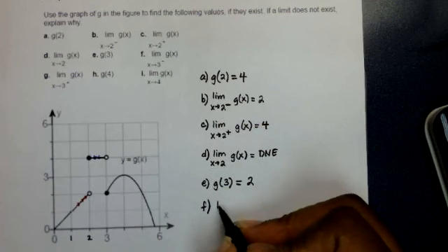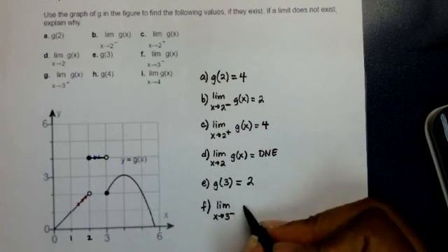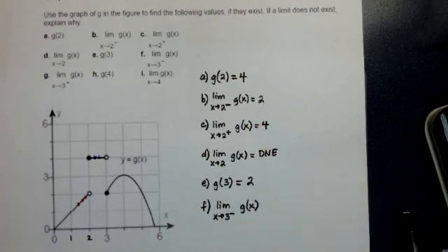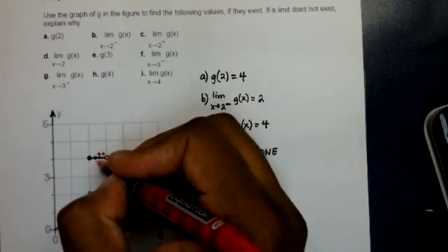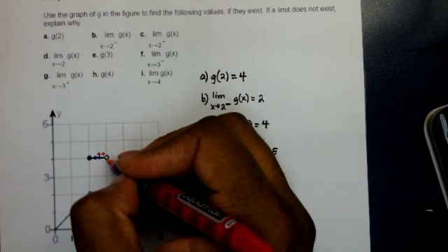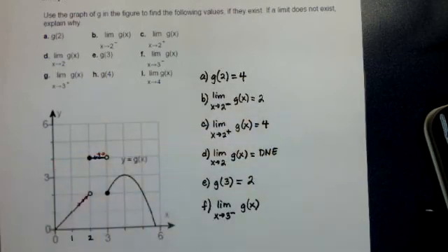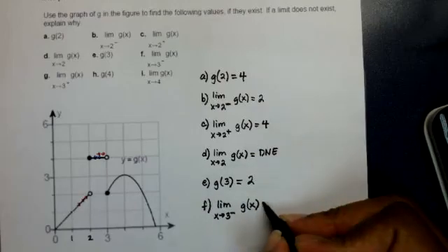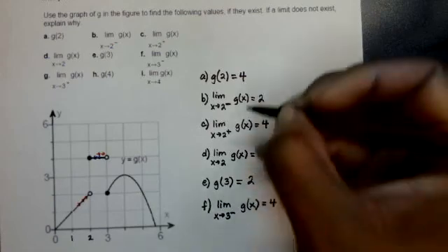Now, part F, the limit as x approaches 3 from the left of g of x. So let's find out what's going on to the left of 3. To the left of 3, the value of g of x will be getting closer and closer to 4. So the limit as x approaches 3 from the left of the function g of x will be 4. That's part F.